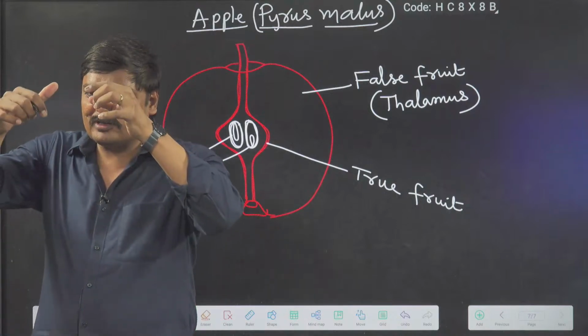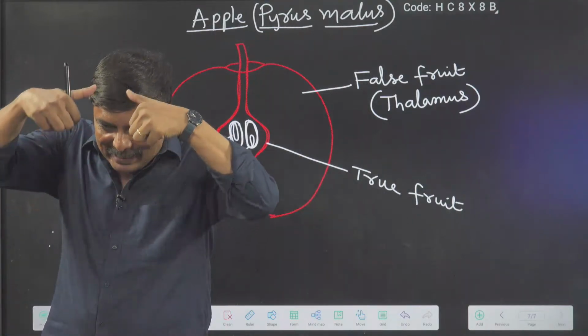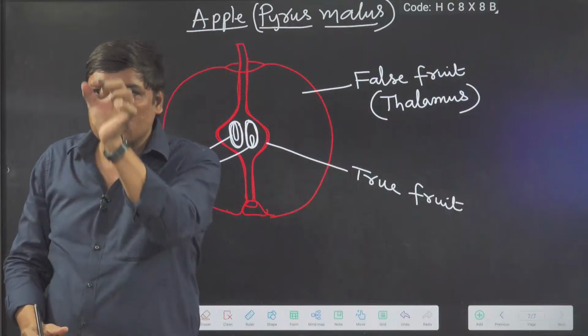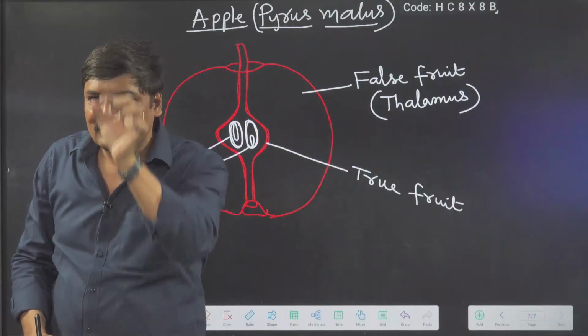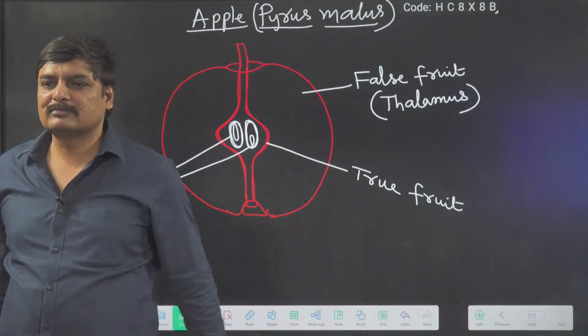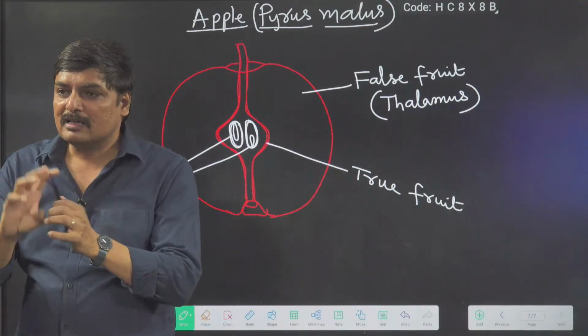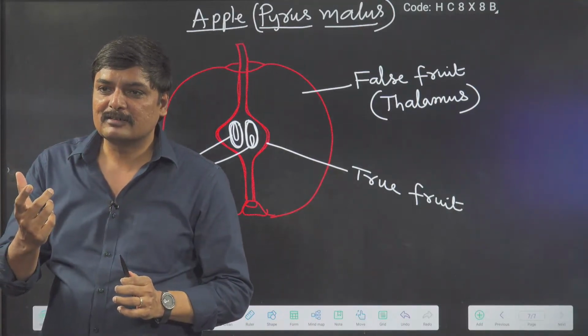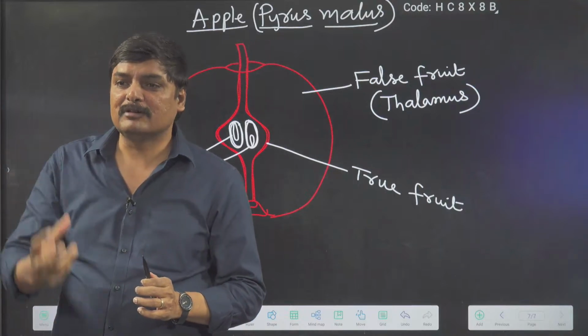The true fruit, in apple cutter, we cut and remove in the form of a cylinder. In the form of a cylinder you can remove, right? That is the true fruit. The peripheral one, the fleshy one, is edible.